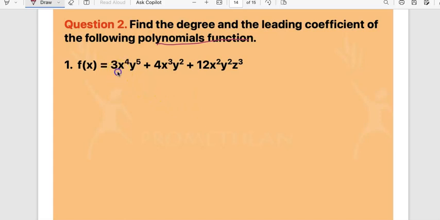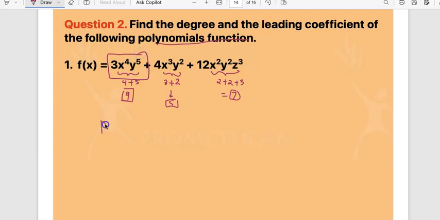In these types of situations, you add these two powers. So what is the total power? 9. So the degree of this monomial is 9. What about this one over here? This is 3 plus 2, and that's 5. What about this one? This is 2 plus 2 plus 3. That's 7. Now tell me, between these three numbers, which is the largest one? This one. So let's draw a box around this.